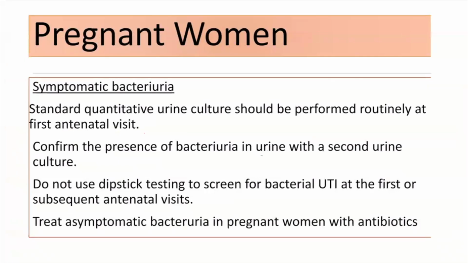In pregnant women, we will see whether the patient has symptomatic or asymptomatic bacteriuria. In both cases in pregnant females, we will treat with antibiotics. Urine culture should also be done. In detail: at the first antenatal visit, we will do the first culture for bacteriuria, then confirm with a second urine culture. Asymptomatic bacteriuria we also treat with antibiotics. But if the woman is not pregnant, asymptomatic bacteriuria we will not treat with antibiotics.